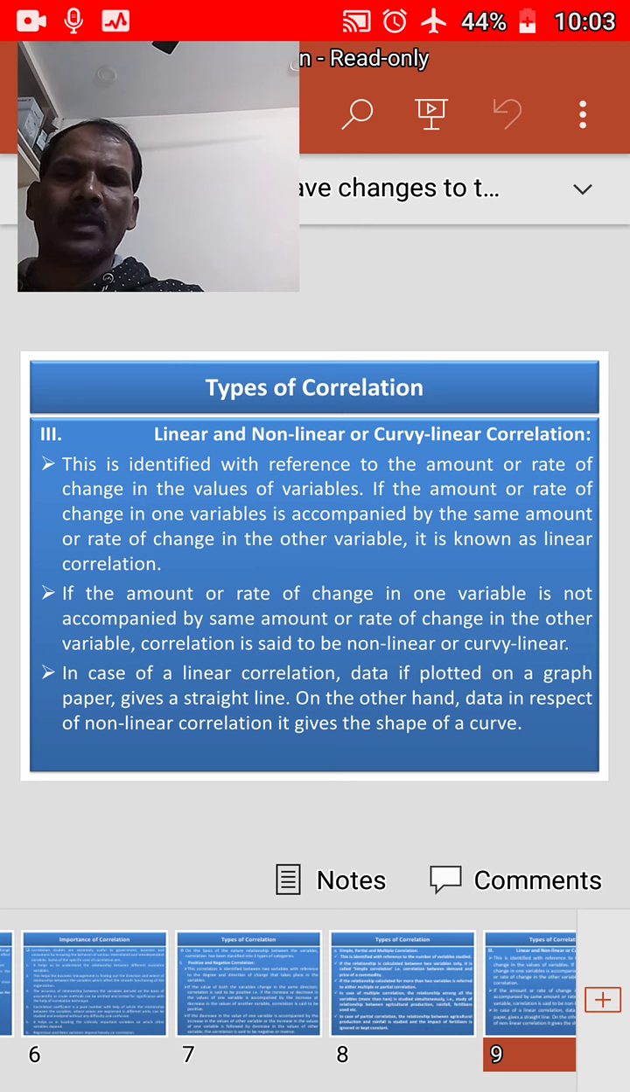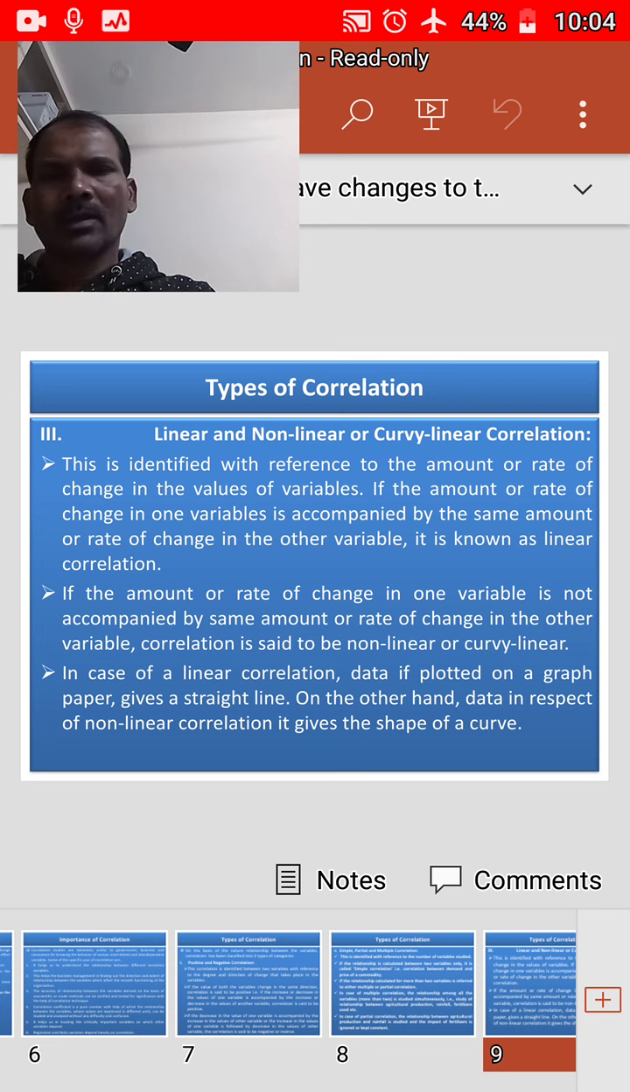For example, x is 10, 20, 30, 40, 50, 60. When x is 10, y is 25. When x becomes 20, y becomes 50. When x becomes 30, y becomes 75. In the same proportion they are moving. That is called a linear relationship that exists between the given variables.